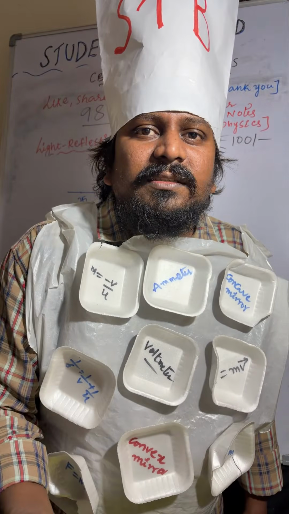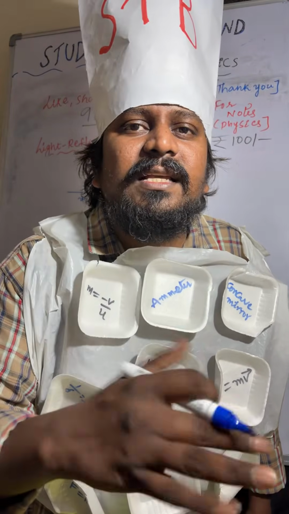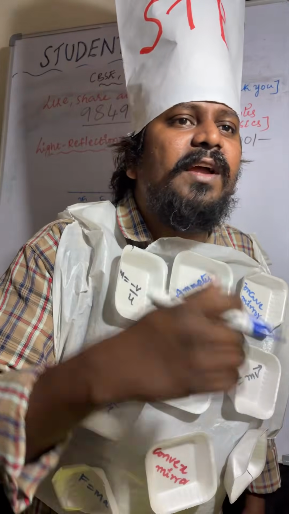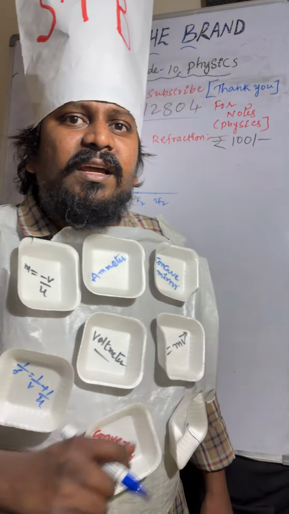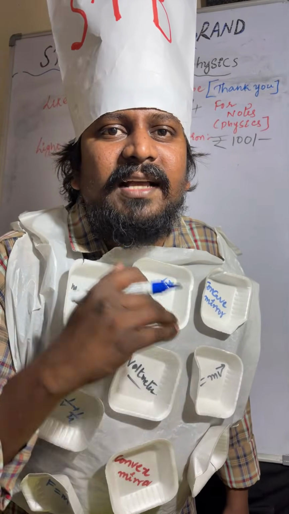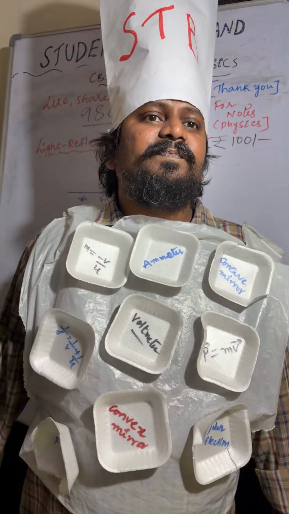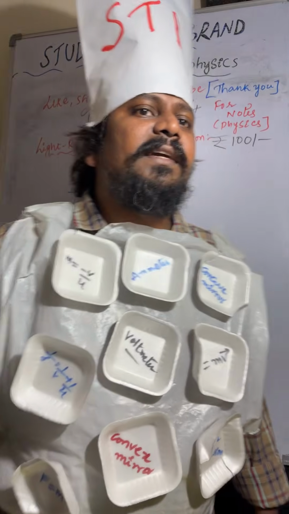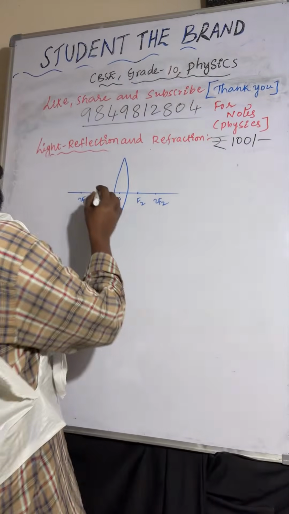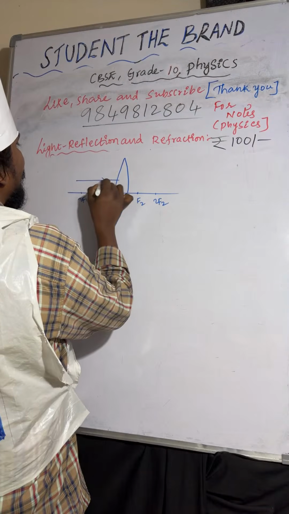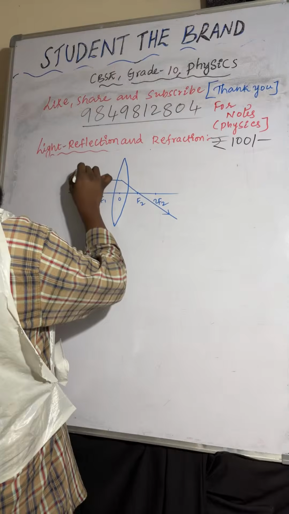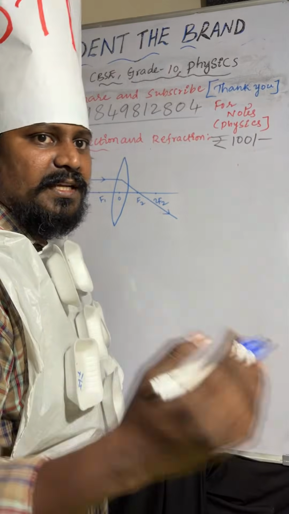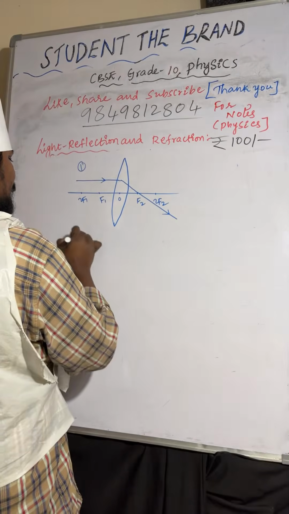The second ray rule is: light ray passing through focus, after refraction, becomes parallel to the principal axis. And the third one is: light ray passing through optic center. So one light ray I am taking like this. After that it passes through focus. So this is the first one. Coming to the second one.